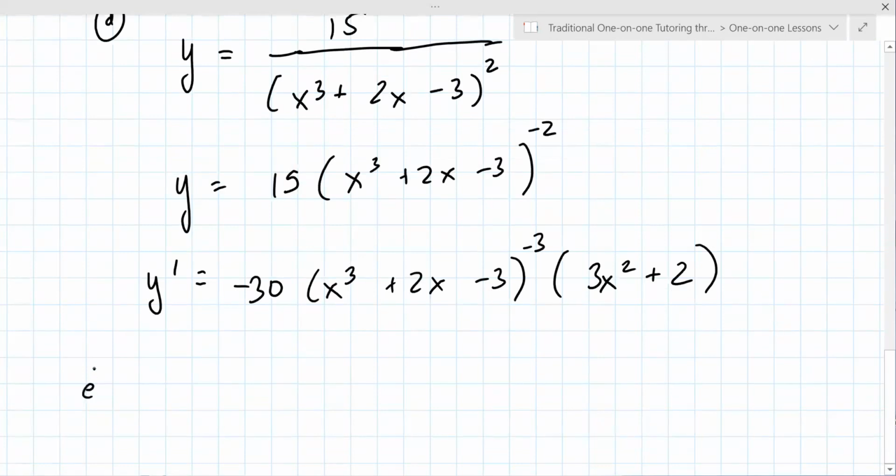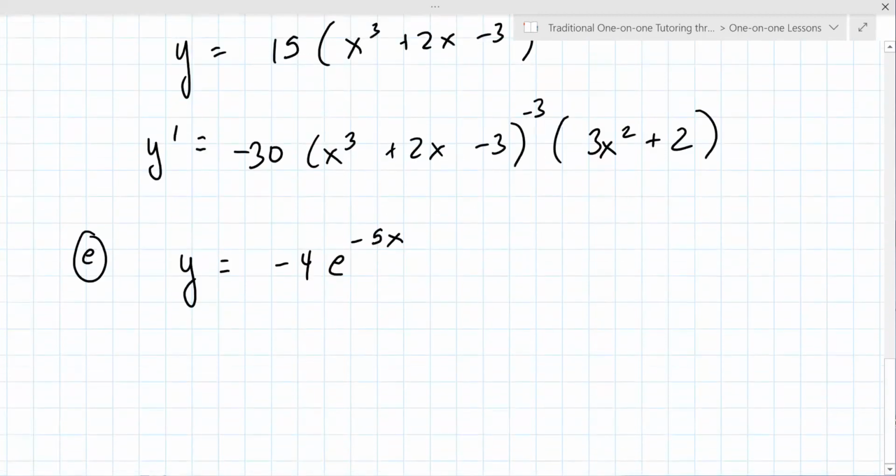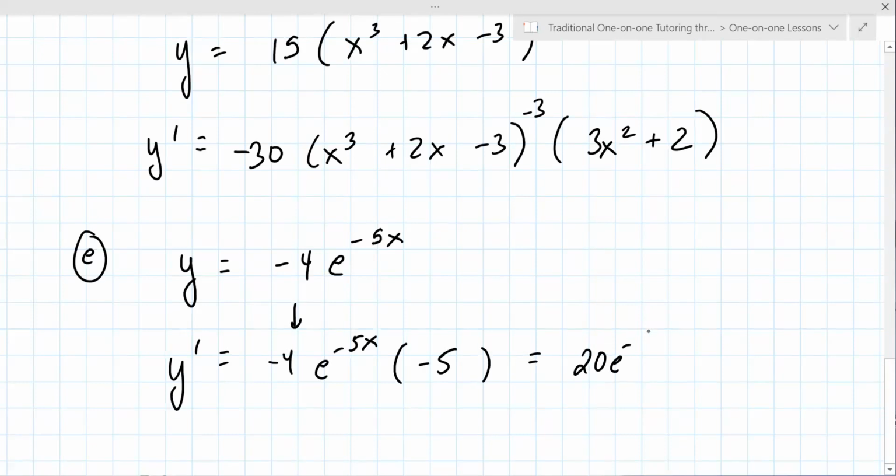Okay, and then another one like E would be y equals negative 4e to the minus 5x. You said negative 4 was a constant, and then e to the negative 5x is the same, and you'd multiply by the derivative of negative 5x, which would just be negative 5, right? Yep. So then that becomes 20e to the negative 5x. Excellent.